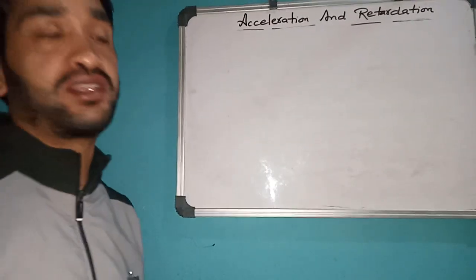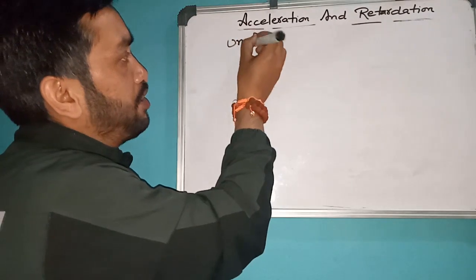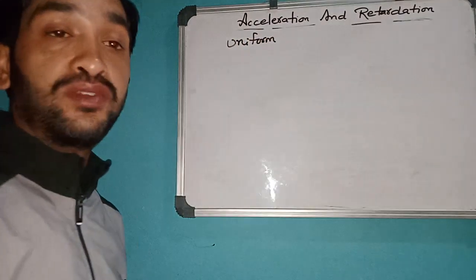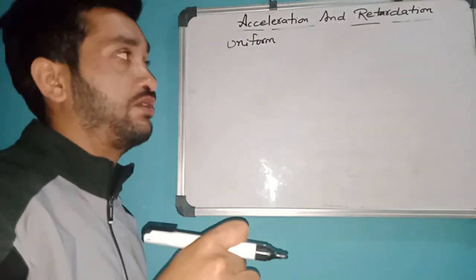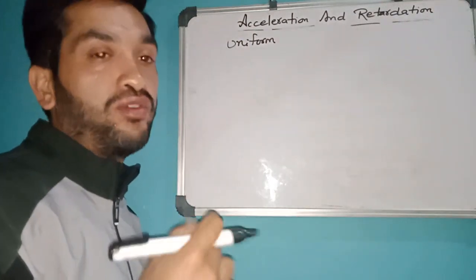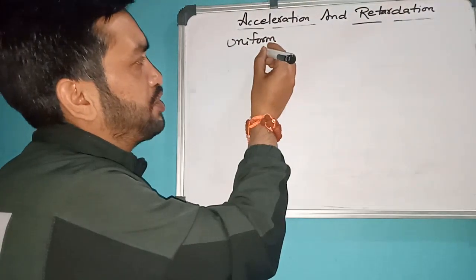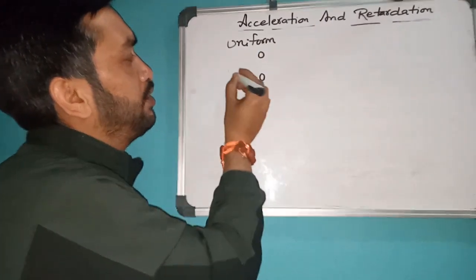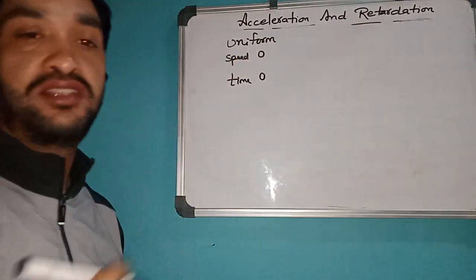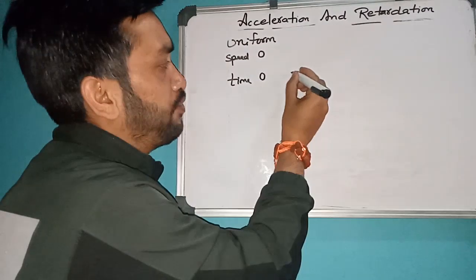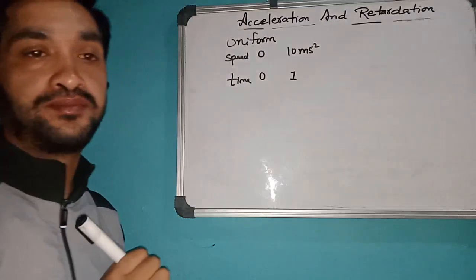Now, what is uniform acceleration? Uniform acceleration most of the time is confused with constant acceleration. We think that constant acceleration is constant in that way. Uniform means it is increasing at a particular rate. For example, suppose this is the condition 0, 0: time 0, speed is 0. Suppose in the first second the acceleration was 10 meter per second square.